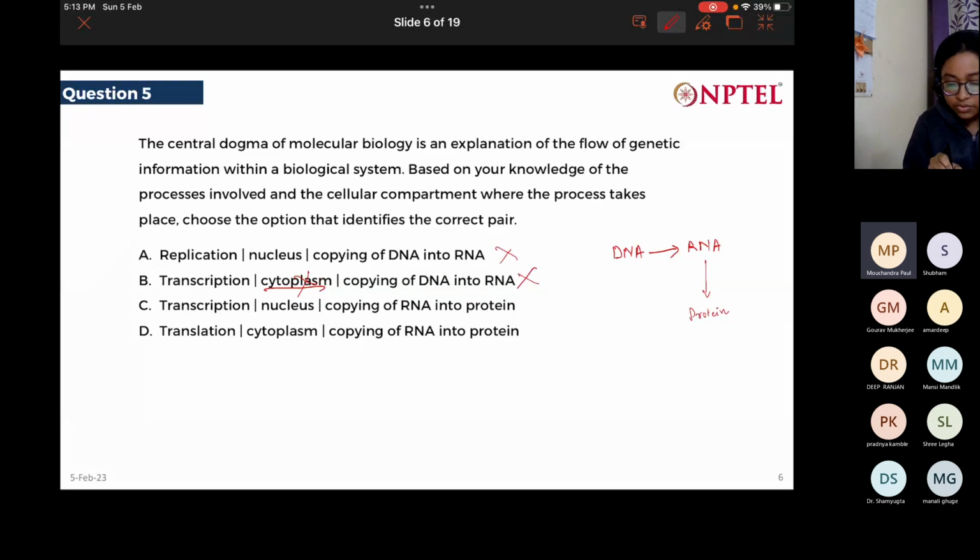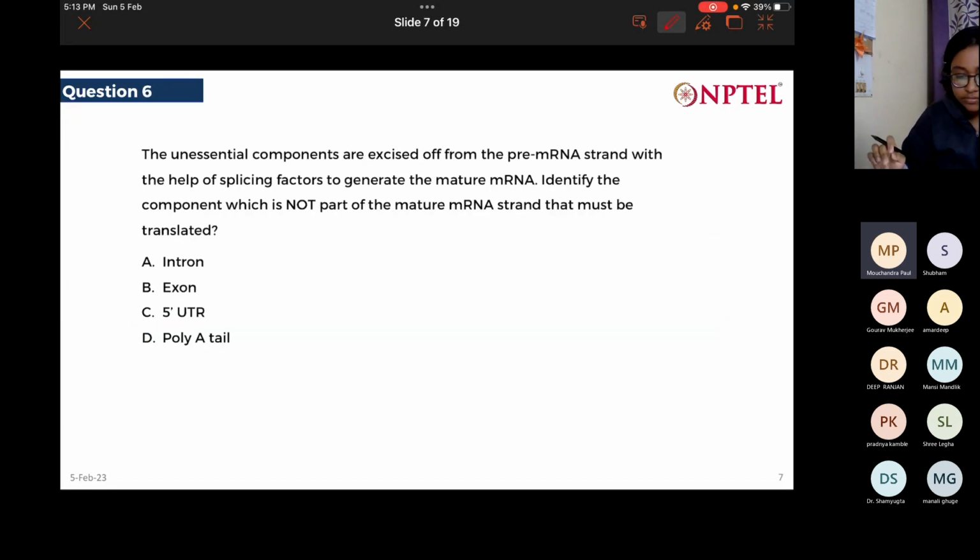Transcription happens in the nucleus, but it doesn't involve copying RNA into protein. This is what happens in translation. So C is wrong. But this translation, where does it happen? It happens in the cytoplasm, right? So there are tRNA, rRNA, the ribosomes, all present in the cytoplasm. And translation is the process where RNA is copied into protein. So the answer will be D. Okay. So moving on to the next question.